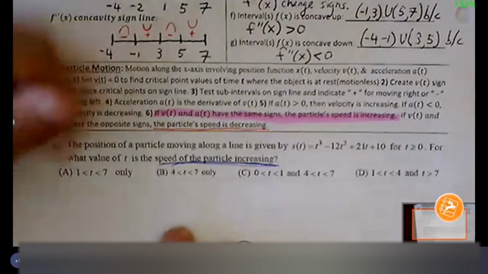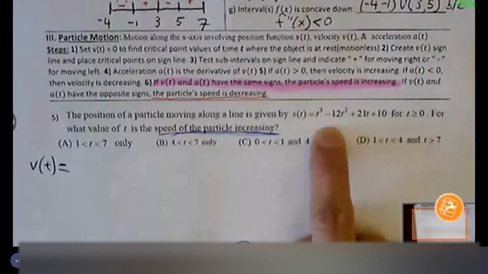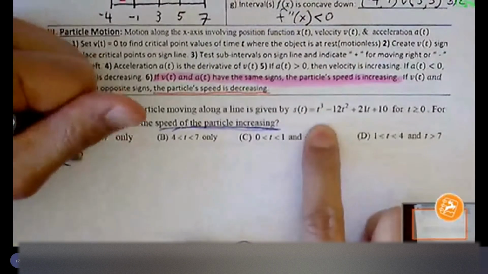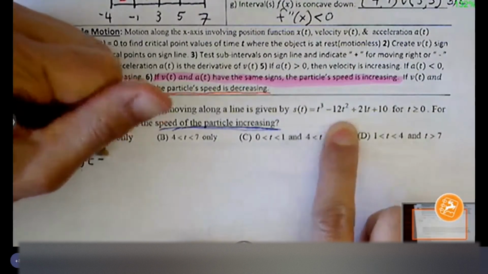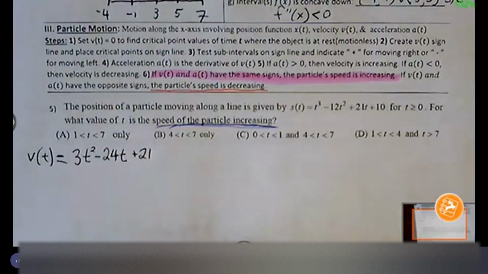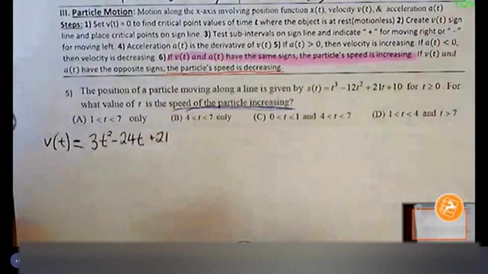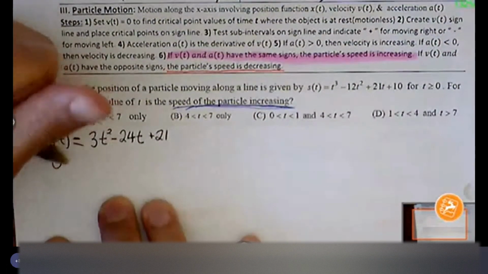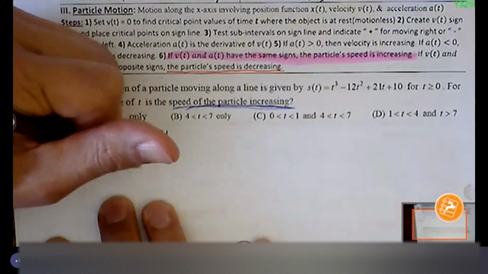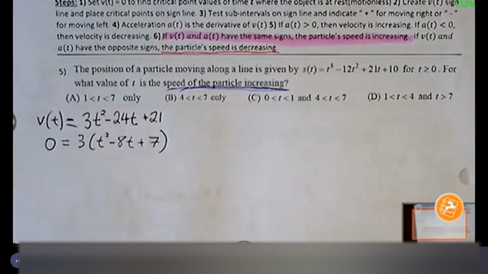Okay, so velocity function first. That's the first derivative. Our position function is nicely set up for power rule, so no need for adjustment. Jump directly into power rule. We set velocity equal to 0. Look for critical points, just like how we would if it was f prime. I can factor a 3 out. Multiplies to be 7, adds up to be -8.